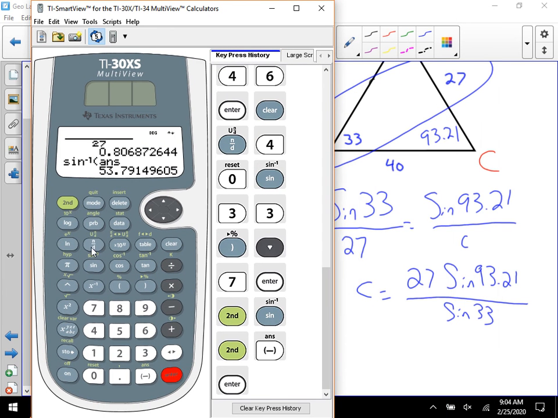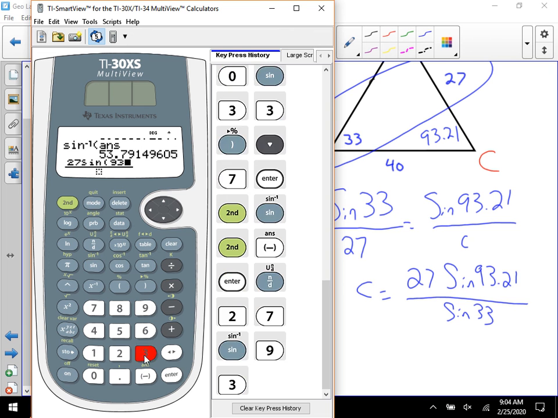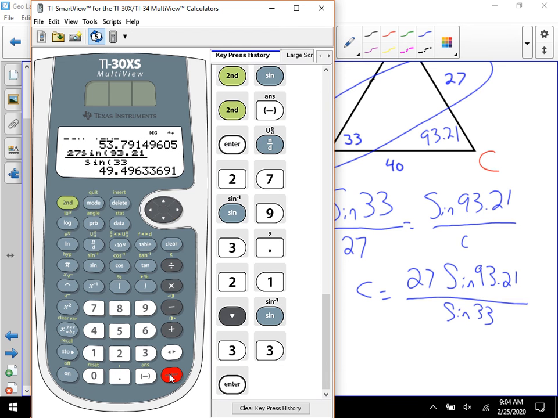So 27 sine 93.21 over sine 33. 49.5, yeah. I get 49.5 on that. Might round that out to 2 decimals. So 2 decimals gives me 49.5.